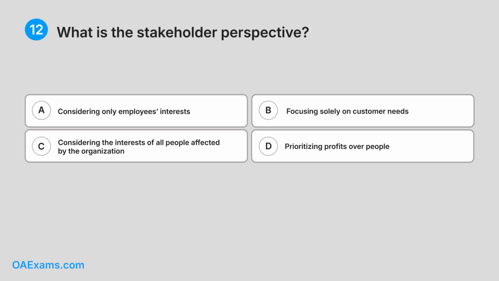12. What is the stakeholder perspective? A. Considering only employees' interests. B. Focusing solely on customer needs. C. Considering the interests of all people affected by the organization. D. Prioritizing profits over people. Can you guess the answer?